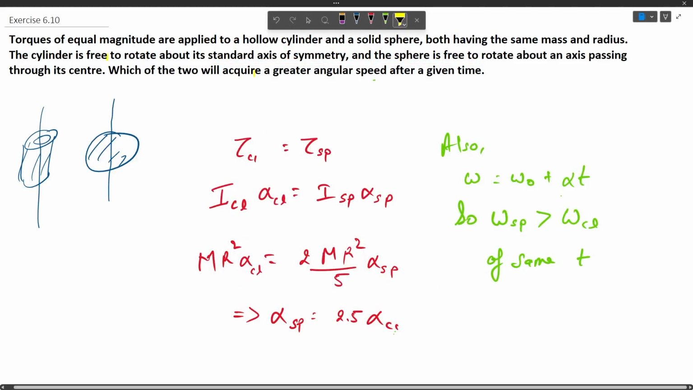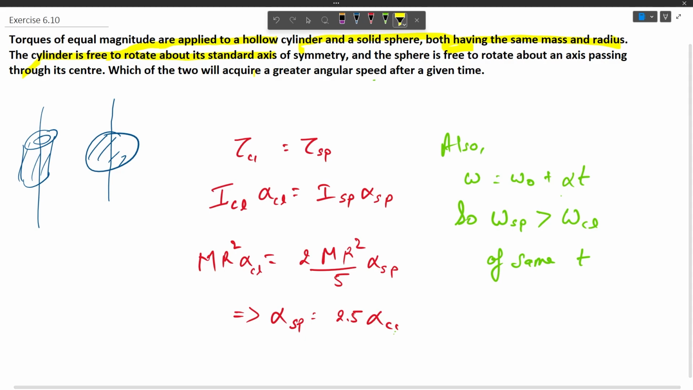The question is saying that torques of equal magnitude are applied to a hollow cylinder and a solid sphere, both having the same mass and radius. The cylinder is free to rotate about its principal axis of symmetry. So let us assume that this is the cylinder that we are considering and this is the sphere.